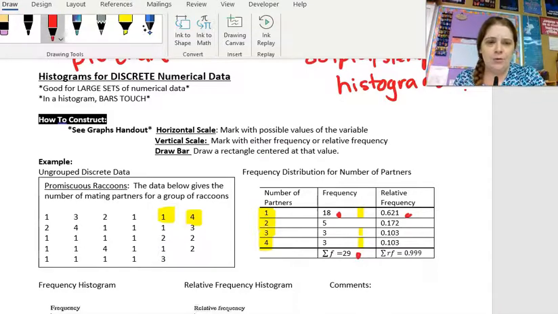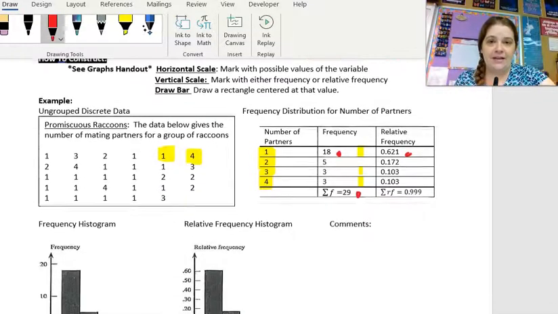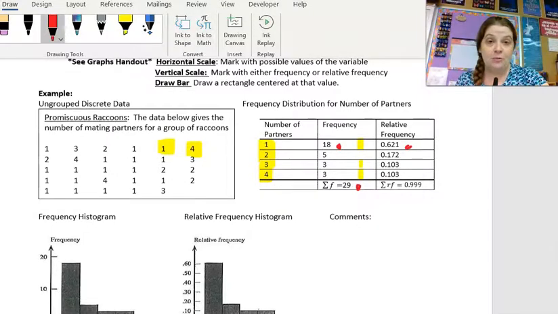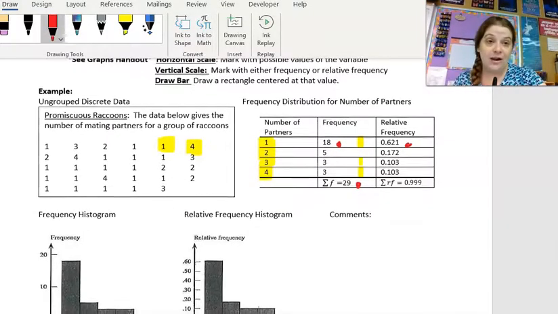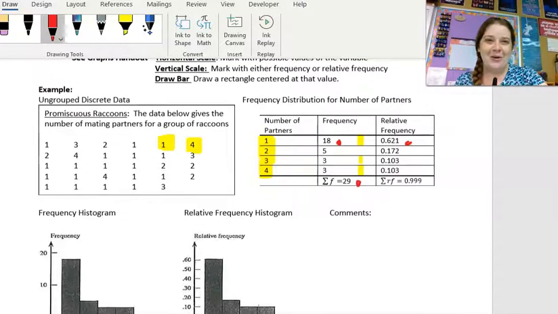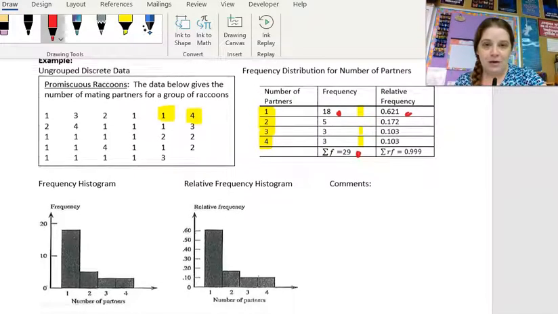So in order to make a histogram of this data, on the horizontal scale, we're going to mark the possible values of the variable. Now, since this is discrete data and we literally just have counts 1, 2, 3, 4, we're going to center the bar around that value. On the vertical scale, we're going to mark either frequency or relative frequency, but we will never, ever break that vertical axis to make it easier for us. We're always going to show it all the way from 0 scaled up to where it needs to be. And then we would draw that bar.